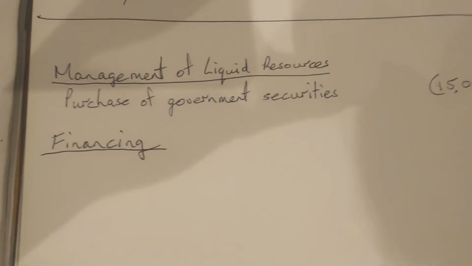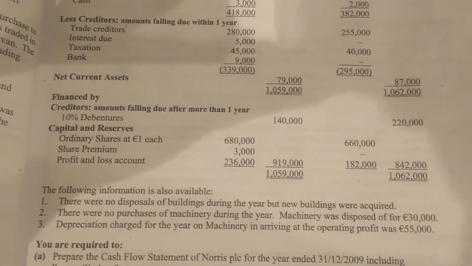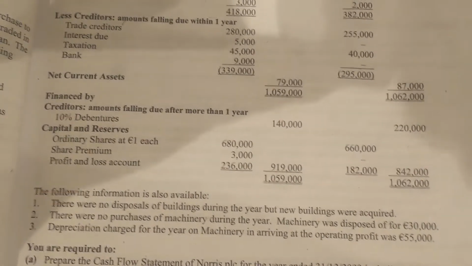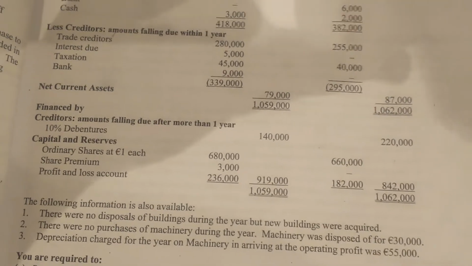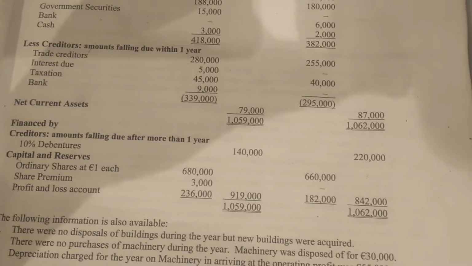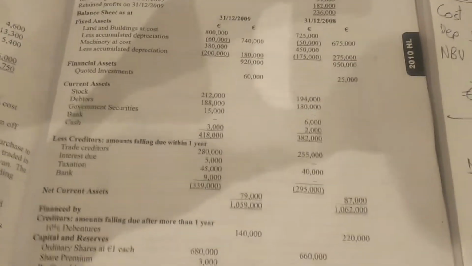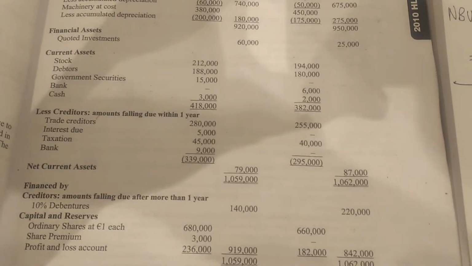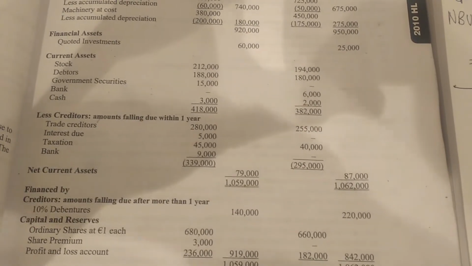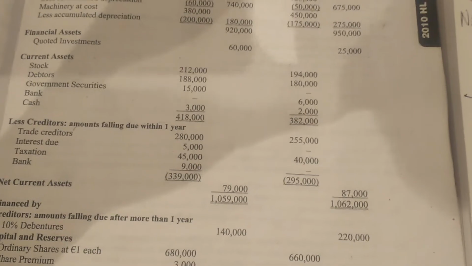So then the financing section refers to, I suppose, the finance by section of the balance sheet, but it's the way you finance your business, and it's usually through debt in these questions, debenture loans, and through capital, so issuing shares. So the first thing we might look at is the debentures, and we notice that the debentures were 220,000 in 2008, and then they went down to 140,000. So that means that you must have paid back some of those loans, and you paid back 80,000, because 220,000 minus 140 is 80,000.